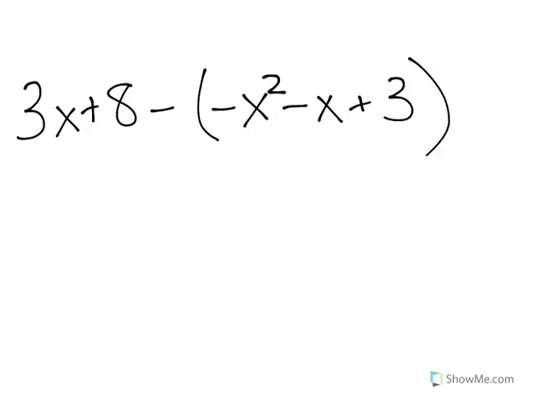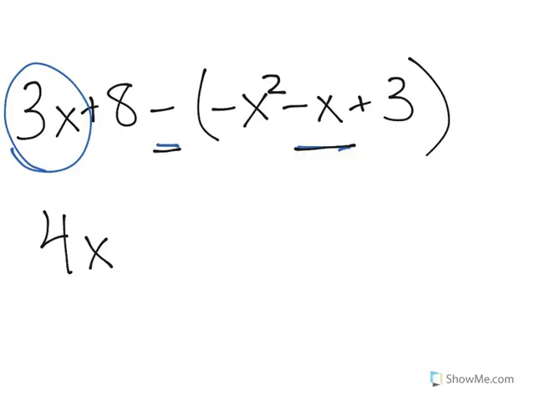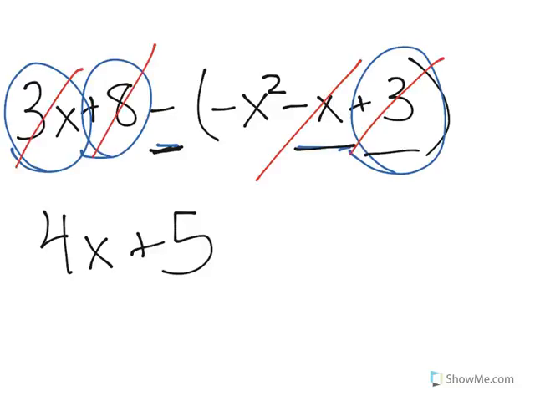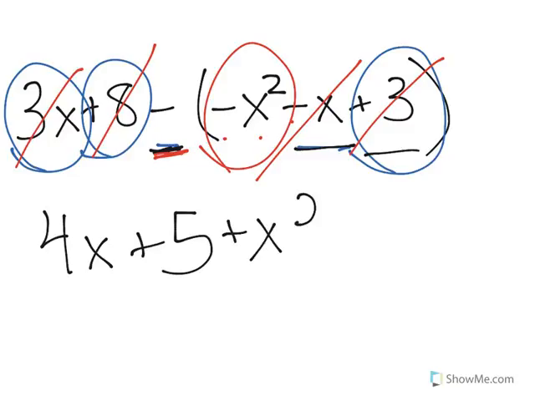Now let's combine like terms. So we have 3x right here. We have minus negative x. So 3x minus negative x, that's equal to 4x. Now we have the constant term right here. We have another constant term right here. 8 minus positive 3, that's equal to 5. And then let's cross out whatever we have done already, and we are left only with negative x squared times negative, and that is equal to positive x squared.